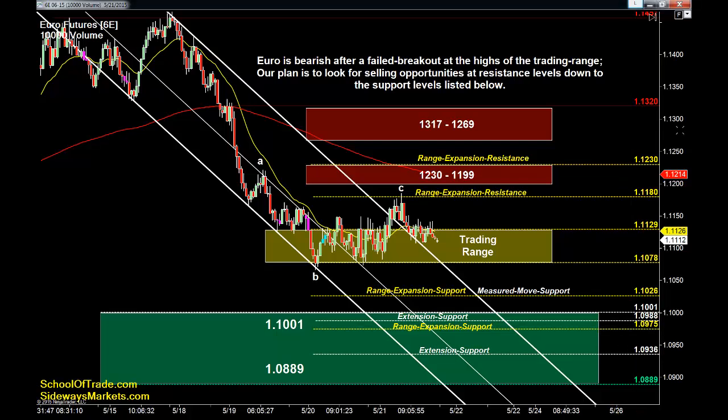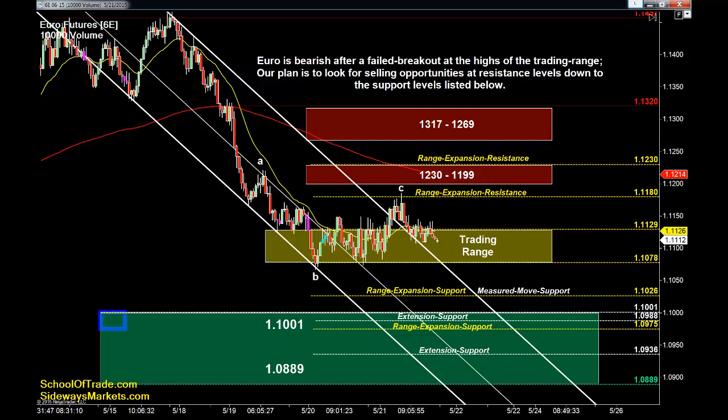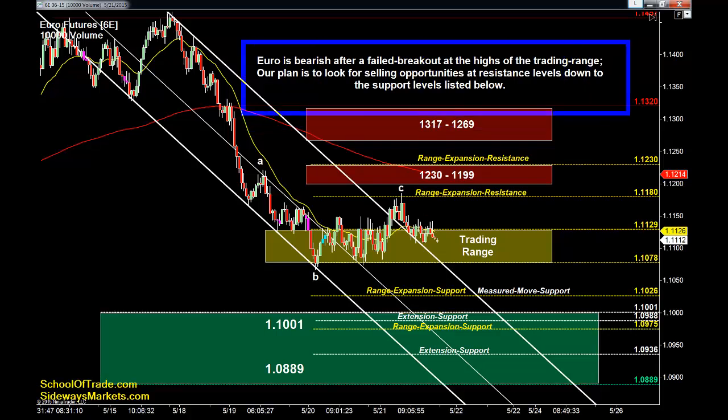How about the euro? On this euro, relatively easy here. We do have a long-term bullish trend, a very long-term bullish trend, but it doesn't seem to be doing very much for the euro. The 6E euro futures, we got a bearish channel here this evening. This has been here all week. We have a trading range on the euro as well. And then we have some major support down here, from the 1001 down to the 889. So you can see here a lot of important clues on this chart.